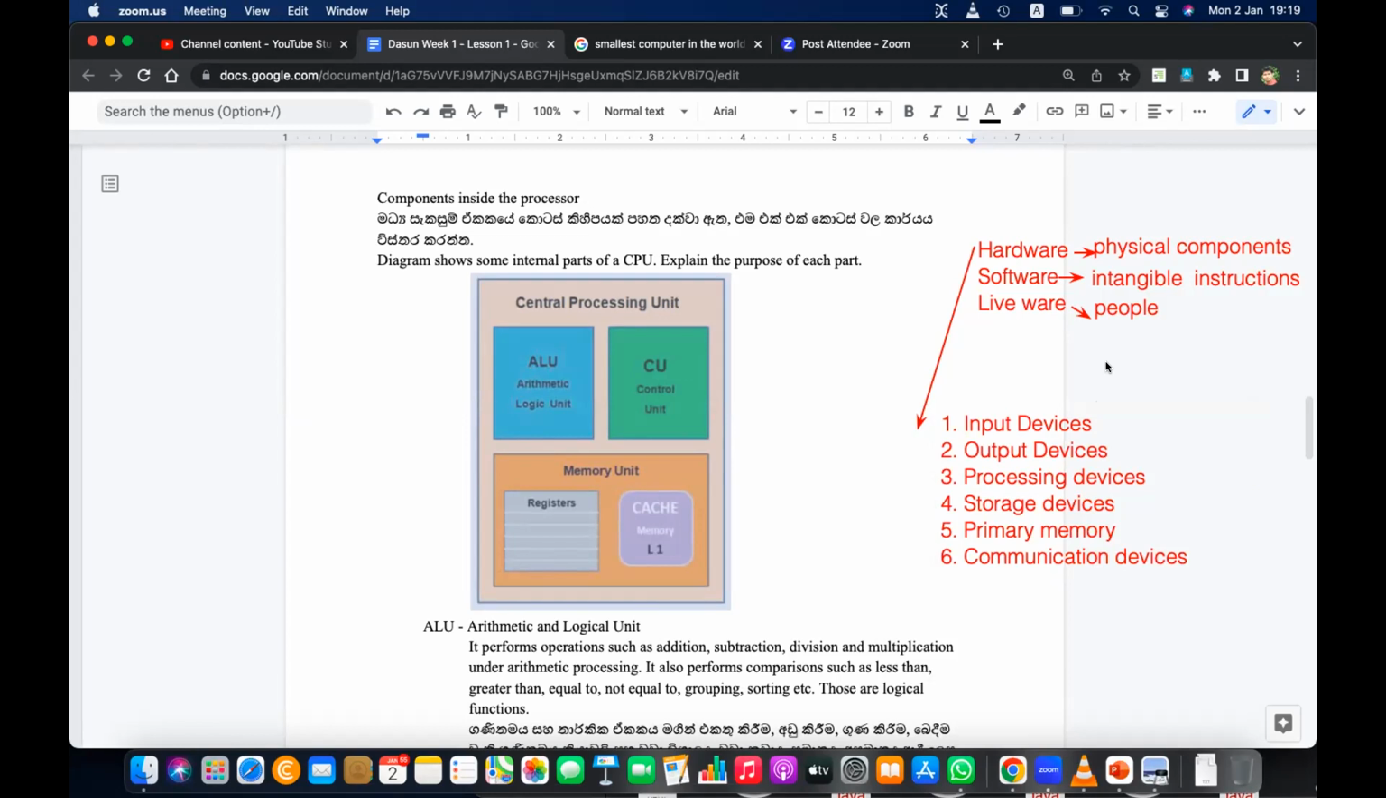Input devices take inputs. Give me examples. Mouse, keyboard, scanner, microphone, web camera, type pen. Output devices: printer, speaker, multimedia projector, monitor, headphones. Correct. Very good.